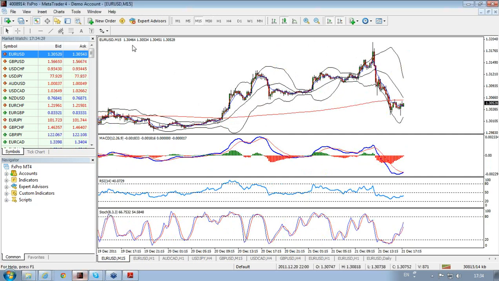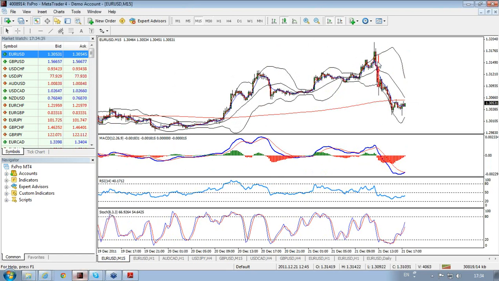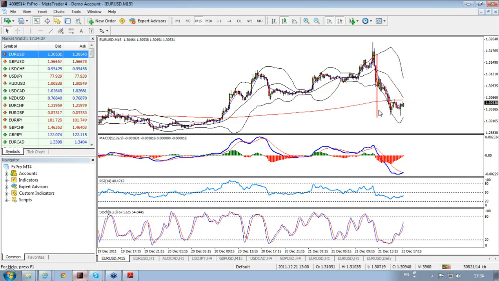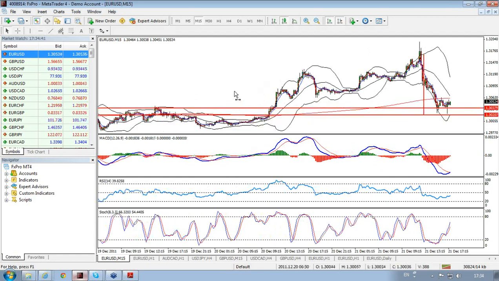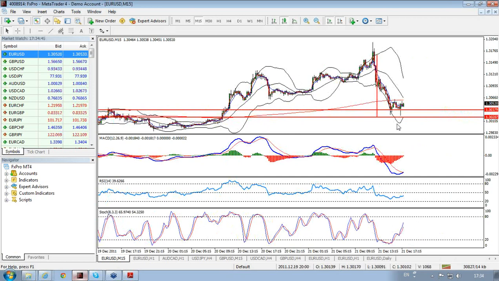Euro dollar. Break down duplication area automatically. Look for duplication, right? Here you go. Here is your duplication area. You have a support area here, right? You have a support area a little lower, correct? That's your area you are going to attack.